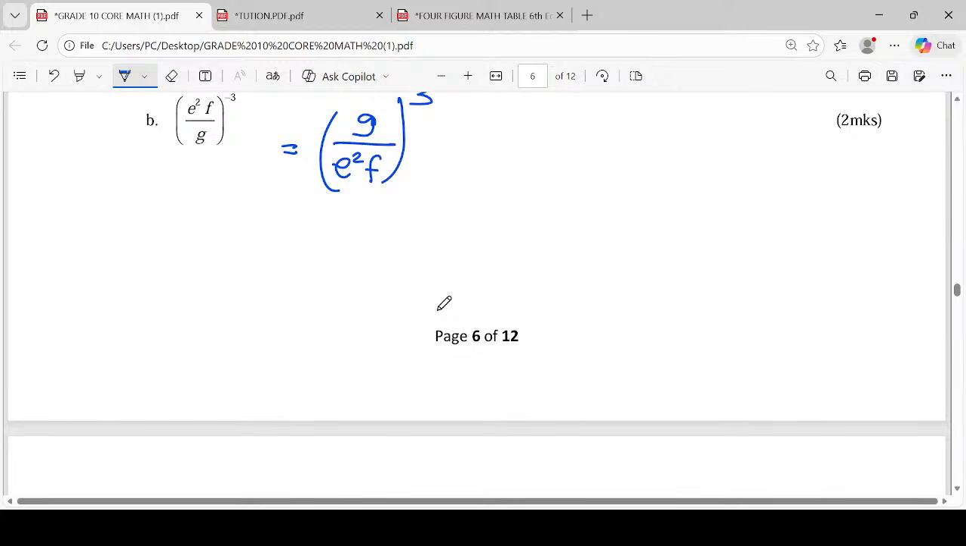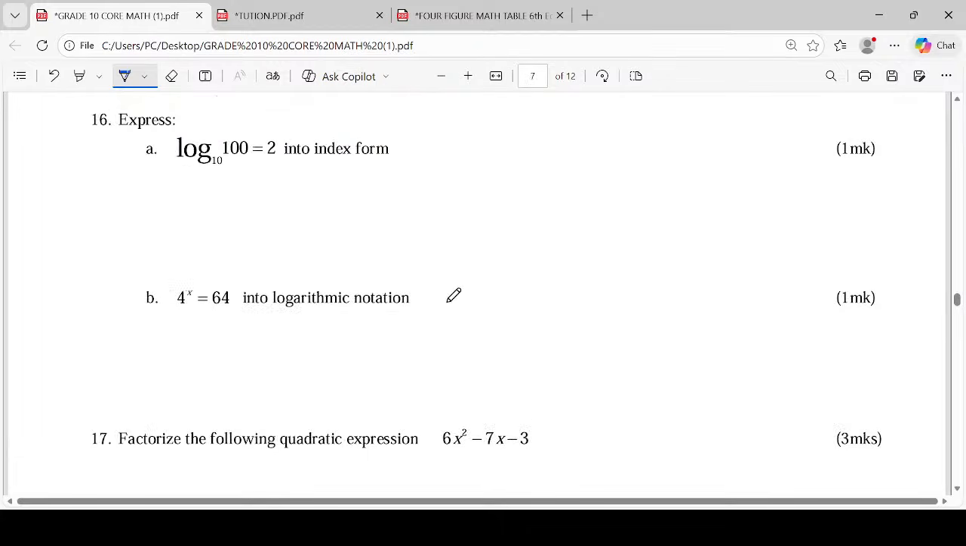And that takes us now to question number 16. I hope you are ready for this question 16. Express log to base 10 of 100 is equal to 2 in index form. In index form, this can be written as 10 squared is equal to 100.